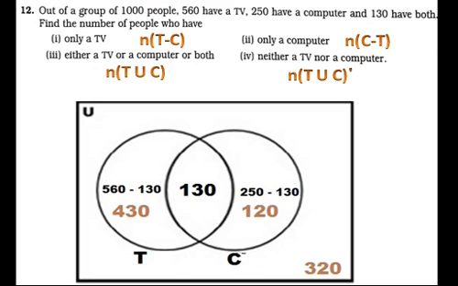Now the thing is to find the union. So I add all three results: only television plus only computer plus the common part. So 430 plus 130 plus 120 gives you 680 as the result. And to find neither a TV nor a computer, I have to find the complement of the union. So I subtract the total union from the cardinal number of the universal set. It will be 1000 minus 680, which gives you 320 as the answer.